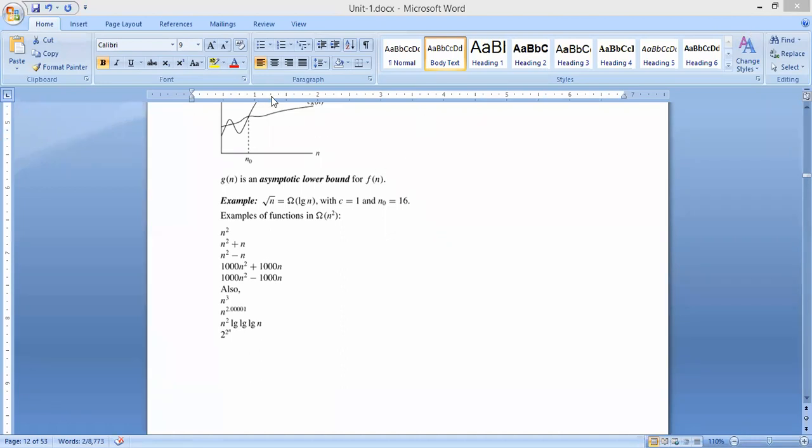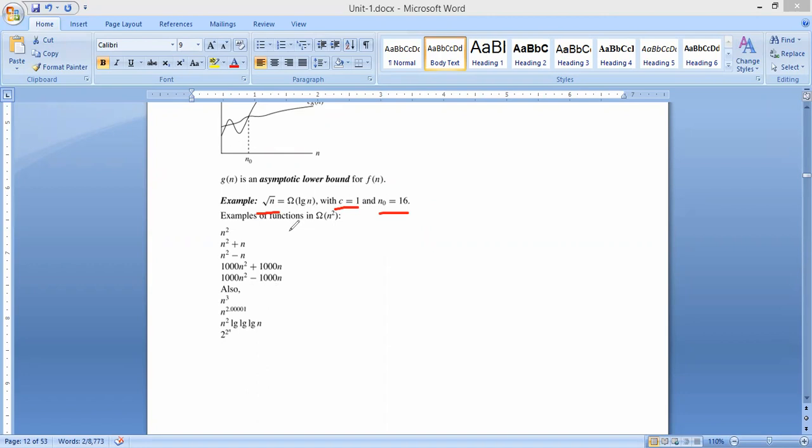So now in this example, let's suppose this is root n. This is omega of log n. This is the function we have here. Here c is 1 and n naught is this. Here is the first example, we have n square.